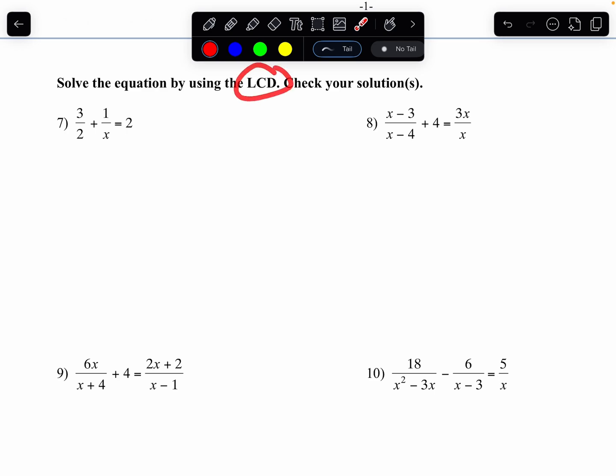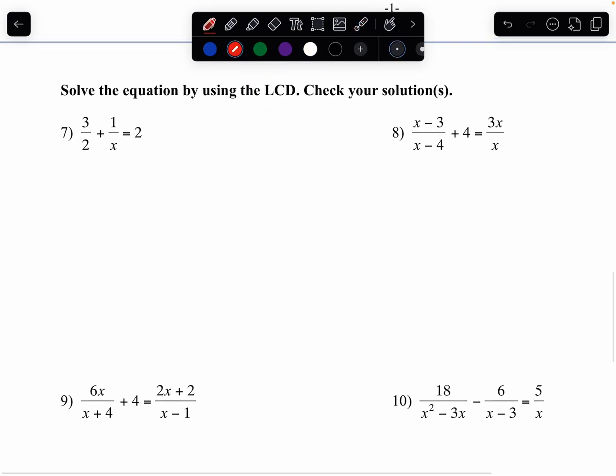So with the lowest common denominator, there's a rule whenever I solve equations. If I decide to multiply this equation by 2, I can do so if I multiply every term by 2.